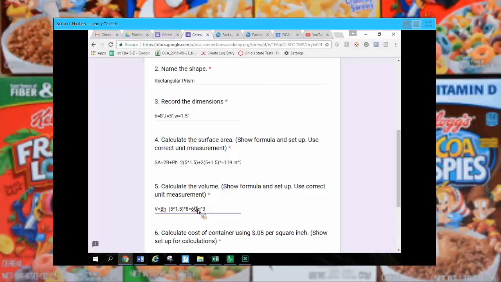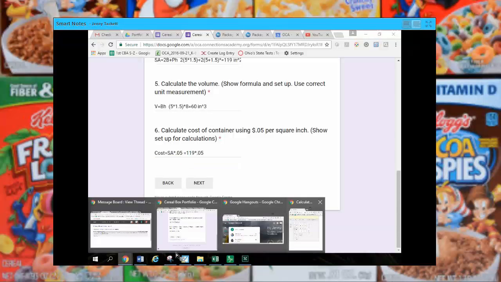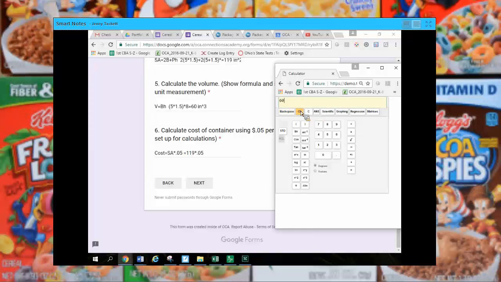Now we have to calculate the cost of the container. And that's going to be the surface area. So the cost equals the surface area times 0.05, which therefore equals 119 times 0.05. Because that's what we're looking at. We're not looking at the volume, we are looking at the surface area.